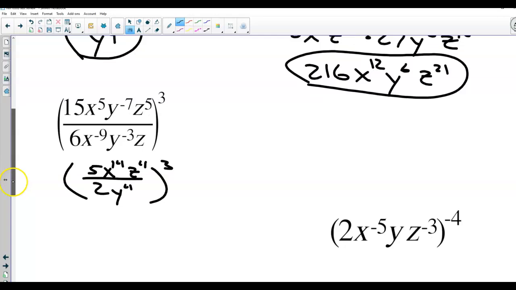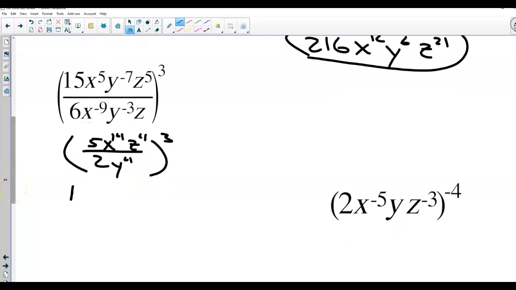We raise it all to the 3rd power. 125, x to the 42, z to the 12th. 2 cubed is 8, y to the 12th.